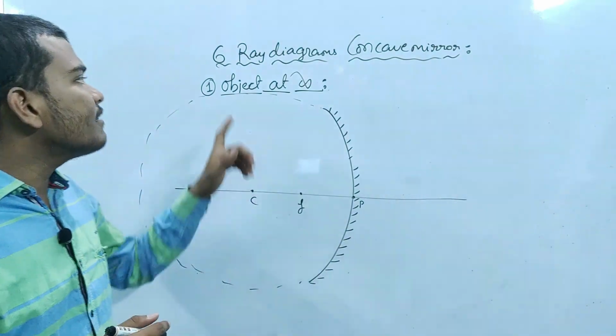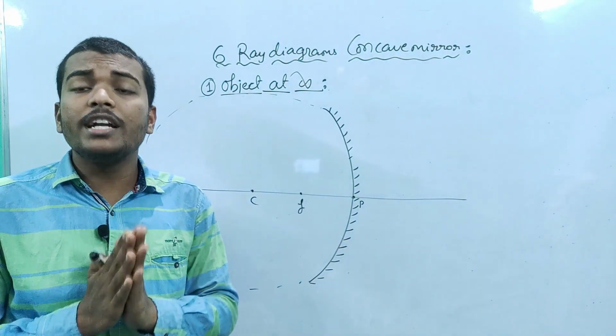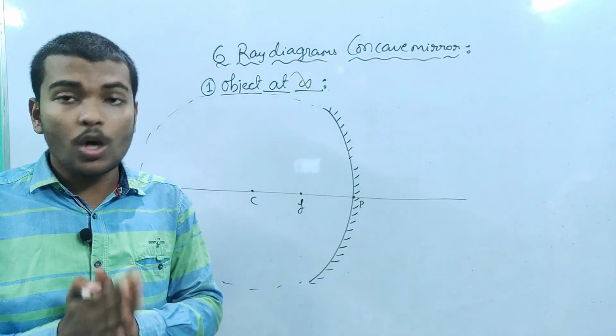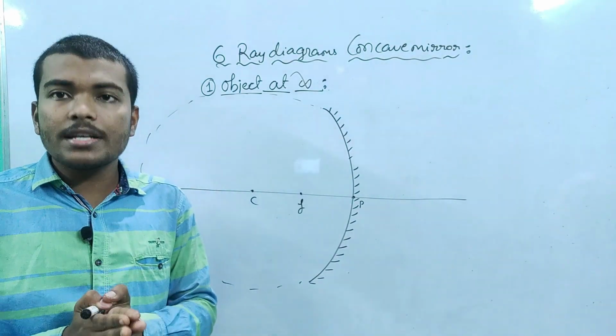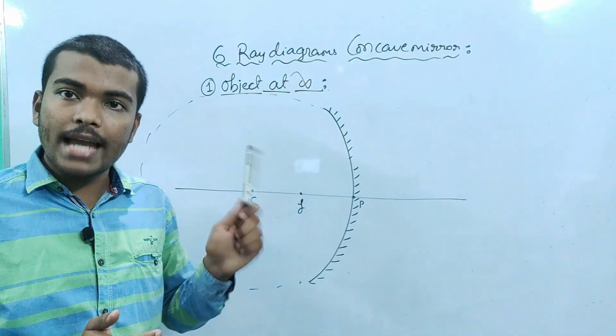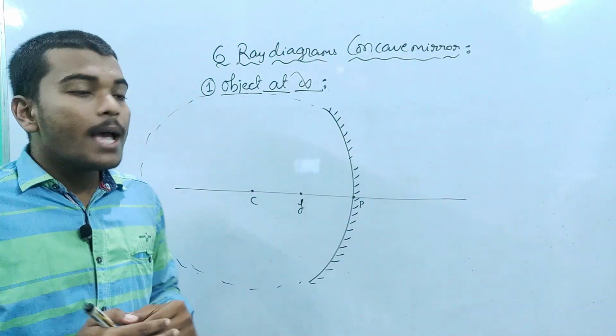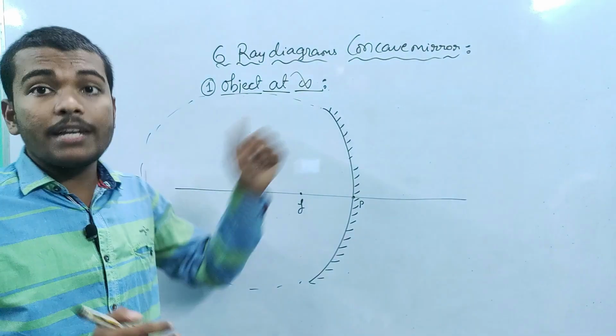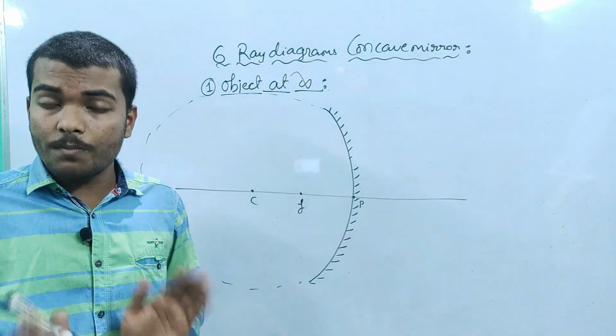So when the object is present at infinity, we need not draw any image, any object. What is an object? In physics, object is an upward arrow. I will be doing it behind the C, beyond C, at C, and all those object positions. Because object is present now at infinity, we need not do any object.